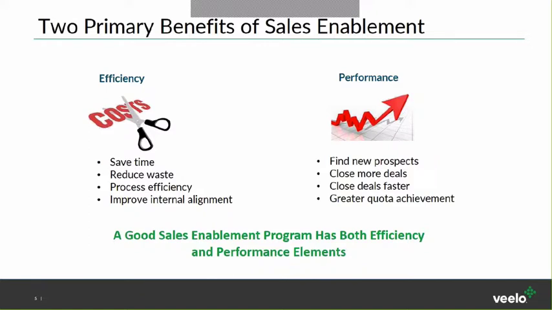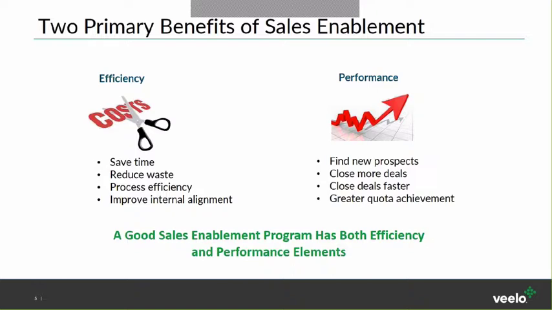Simplistically, I think there's really two primary benefits of sales enablement, and as you start to create your programs, you'll want to think about both sides. It's very possible in your organization, maybe you have a ton of waste. You're more like 20% of marketing content is getting used, and so maybe you want to focus your first efforts on efficiency or reducing costs.